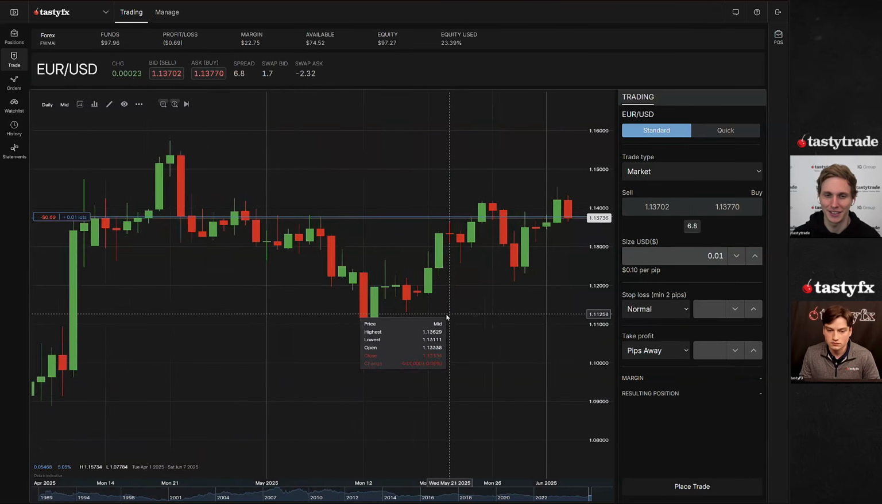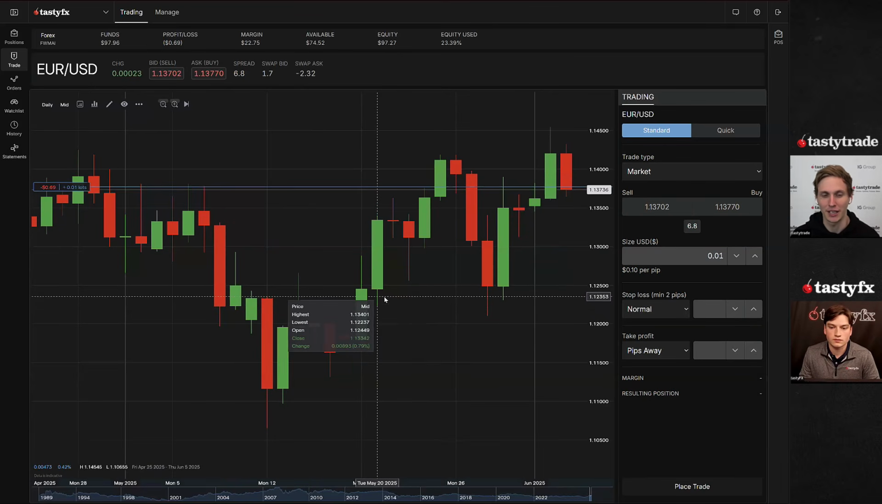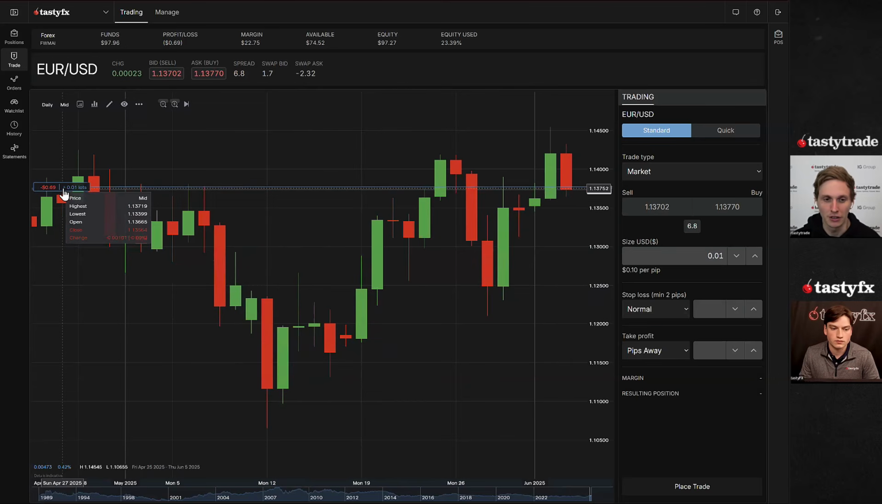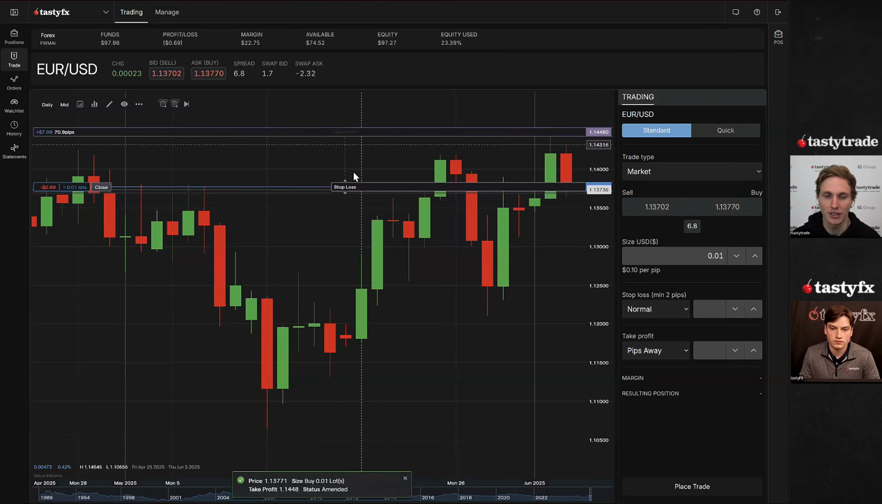Yeah, make it a little bit nicer. There we go. But yeah, I would say this is a fantastic functionality here on the tastyfx platform: if you do have an open position, all you've got to do is left click on it. Then you'll see that line that shows stop loss slash take profit. All you've got to do is scroll your mouse over and then drag up or down, and that's going to start setting up a take profit or stop loss.